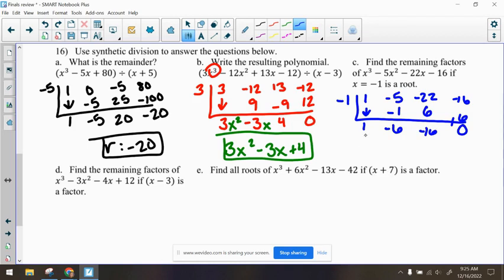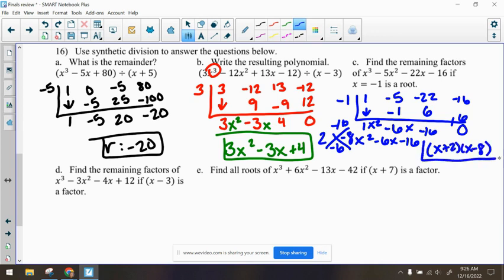So my resulting polynomial starts with an x squared, then an x. So x squared minus 6x minus 16. That is 3 terms. So I'm going to do x method on it. It wants me to find the remaining factors. So -16 would be on top, -6 on the bottom. Should be 2 and -8. So my answer, x plus 2, x minus 8.